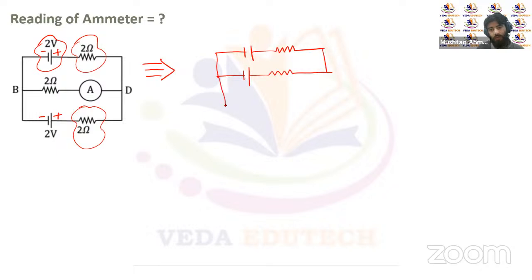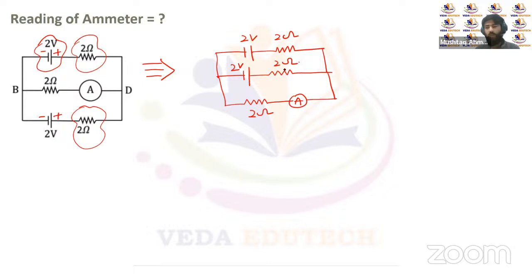And then there will be the third branch, right? With an ammeter in the branch, right? So this is having a 2 ohm resistance. This is the 2 volt battery, and this is also the 2 volt battery. This is 2 ohm resistance, and this is 2 ohm resistance. So they are equivalent to each other. So the circuit has not changed.